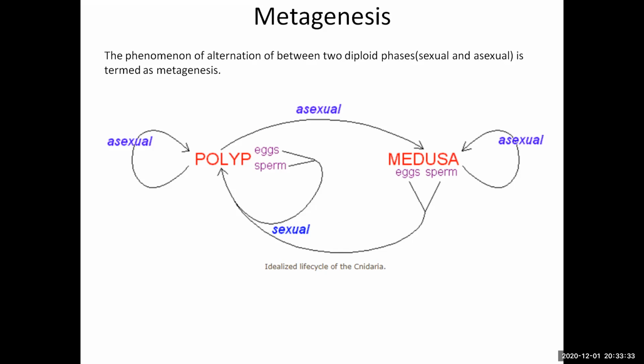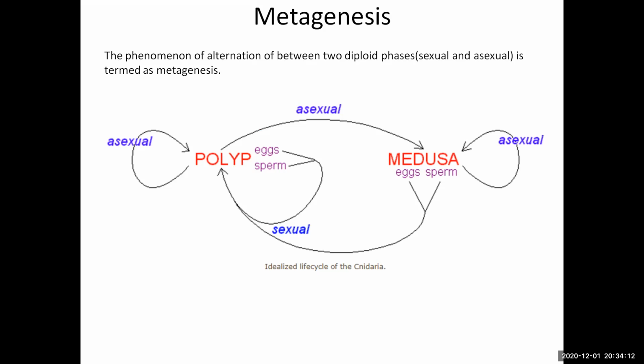Another important phenomenon which is found only in cnidarians is metagenesis. See, metagenesis is sometimes referred to as alternation of generation, but the correct term is metagenesis, and it differs from alternation of generation because in alternation of generation there is an alternation between diploid and haploid forms. But in metagenesis, the alternation is between two diploid phases. Both the phases are diploid, the sexual and asexual.